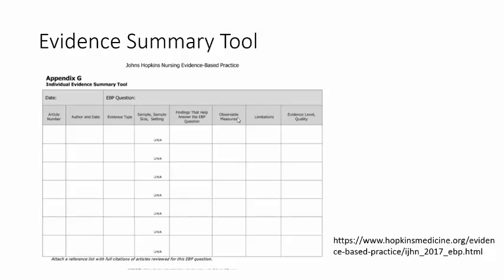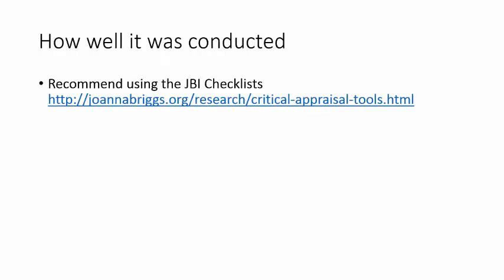The observable measures, these are also known as dependent variables, or your outcomes. So what outcomes were they measuring here? Limitations, usually the study will say right in there what their limitations are. So just summarize real quick what the limitations might be. And then your evidence level, this comes from your hierarchy pyramid or the table from the step-by-step guide. Let me know which one you use. And quality will come from your critical appraisal tool.